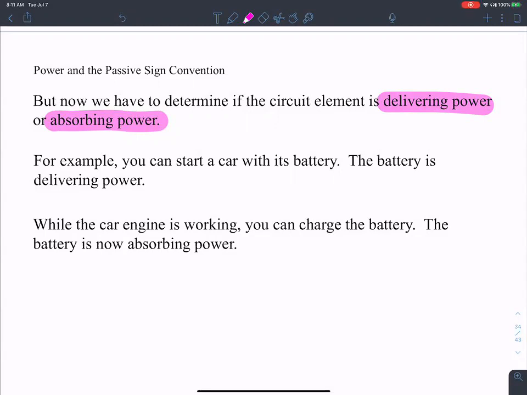For example, a car battery is delivering power when we turn the ignition on, or when we leave the headlights on with the engine off, or the radio. So the battery is supplying power to all of these devices. Or it could be charging, absorbing power, when the engine is running. So the same element sometimes could be delivering and absorbing power.